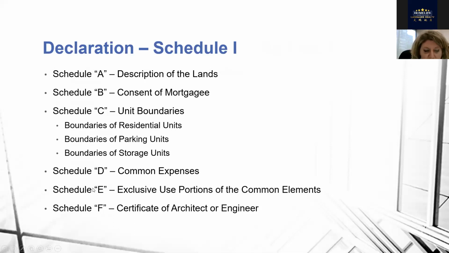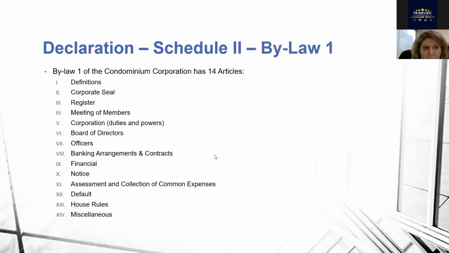Then you have schedule E, which is the same. And then schedule F, you will have a certificate of an architect or an engineer. This is the declaration. And then you have bylaw number 1, a schedule to attach to the declaration. This is what the bylaws will deal with. And the declaration will deal with the rules of the corporation: the register, the meetings of the managers, the board of directors or officers.